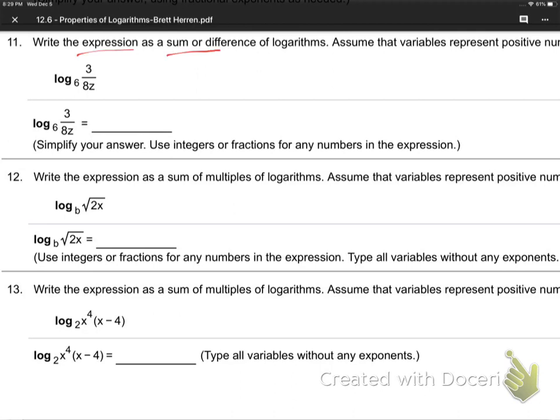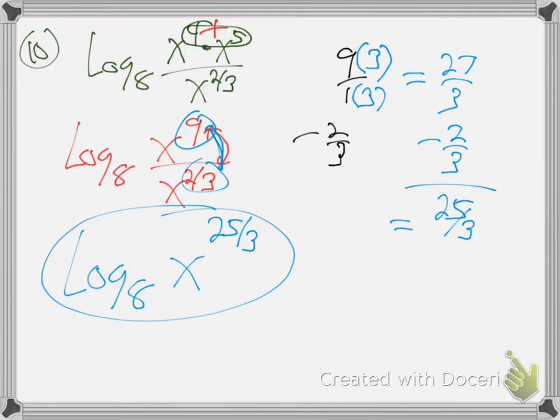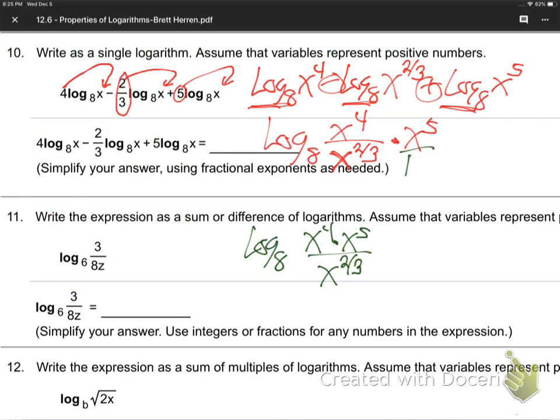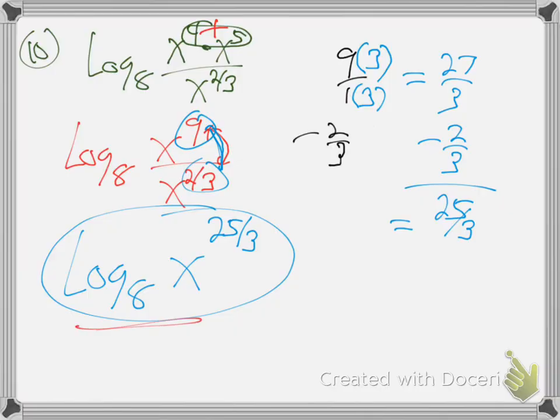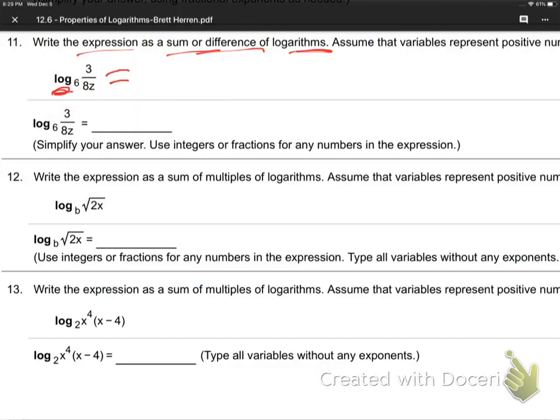Okay, number 11. Write the expression as a sum or difference of logs. So this time they want me to make it into lots of logs. So I'm going to break it up, right? I'm starting with 1. So it's the opposite direction. Some of these other problems, back here, I started with lots of logs, and I made it into one log, a single log when we were all done. Now on number 11, I'm starting with one log. I want to make it lots of logs. How do you do it?